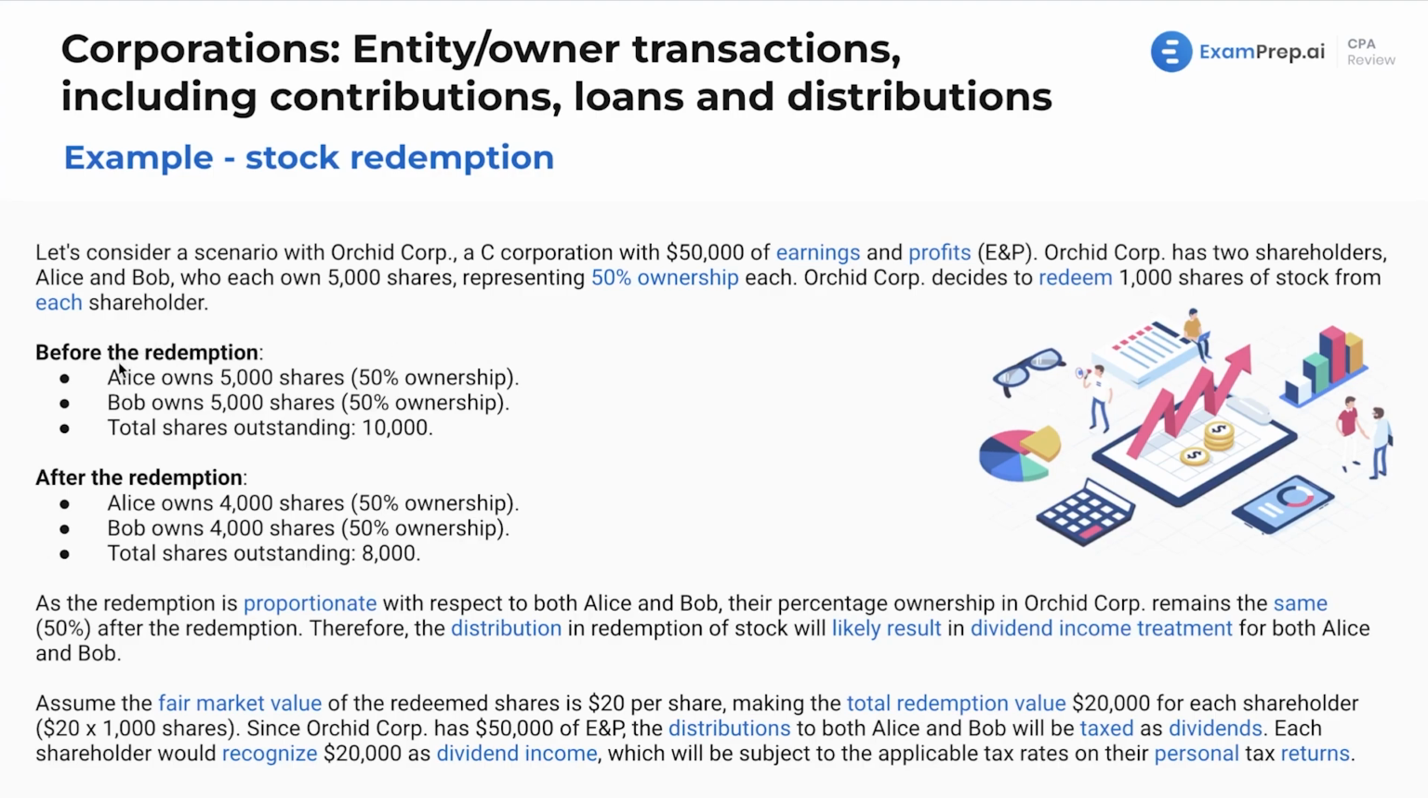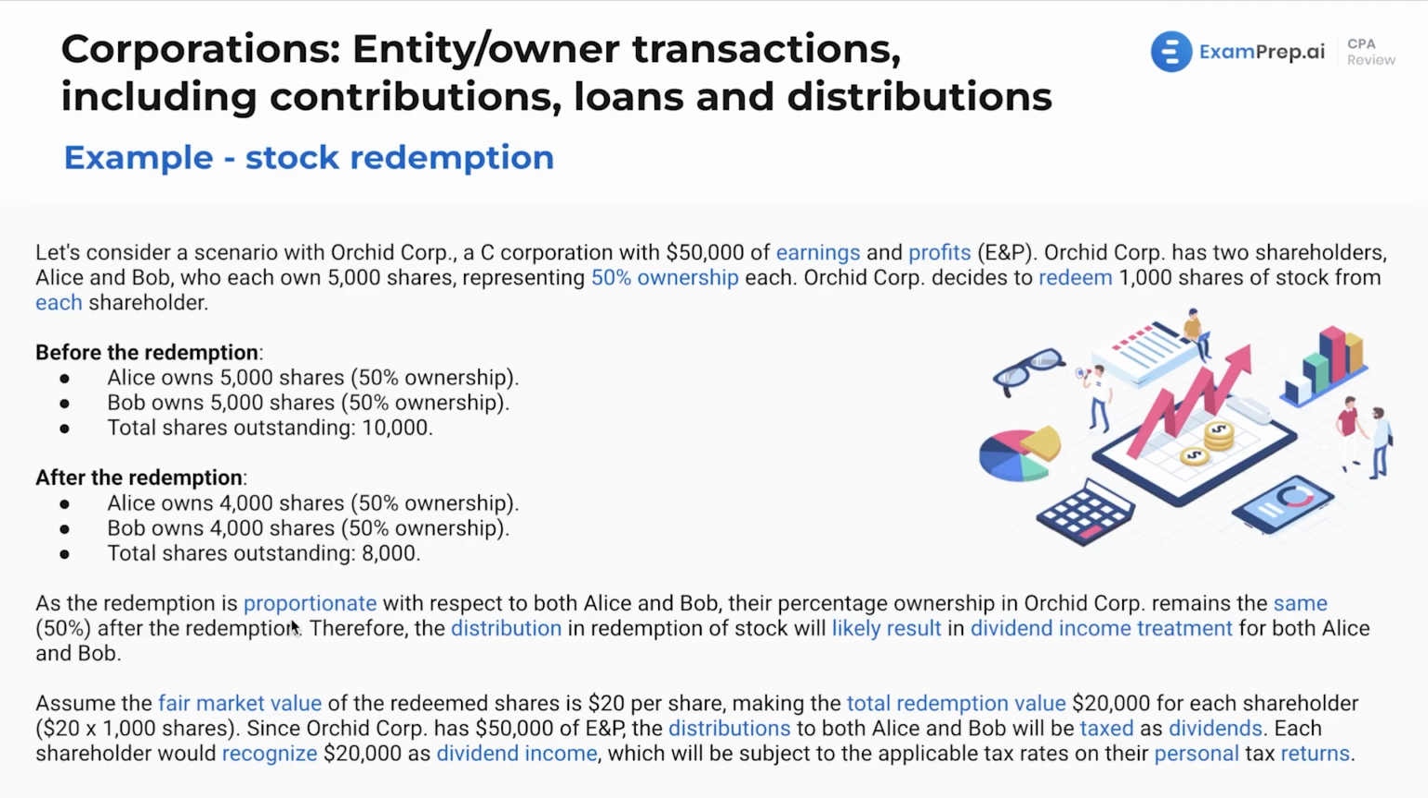So before the redemption, they each had 5,000 shares, which is 50% of the ownership. Total shares were 10,000. After the redemption, they each have 4,000 shares each, but that's still 50% ownership. It's kind of skimming a little off the top for each. Doesn't change the ownership percentage, and that's all that matters. How many shares you have doesn't matter. It's about what percentage you have. And if you're an investor, let's say a big-time investor, that is what matters, is your percent ownership.